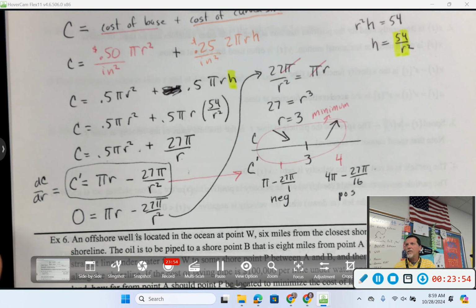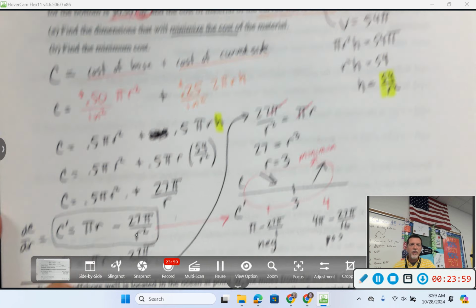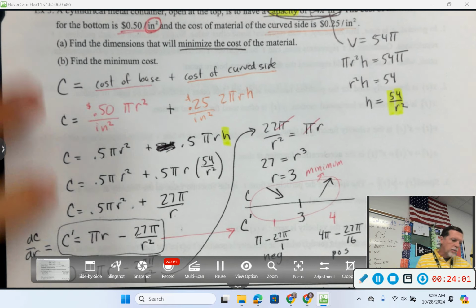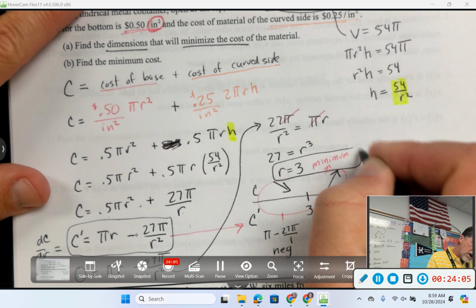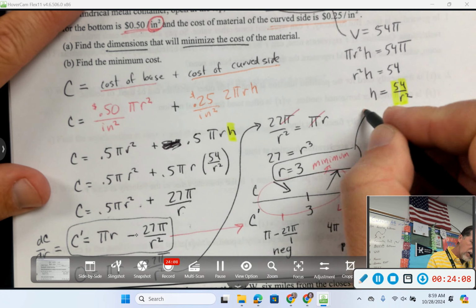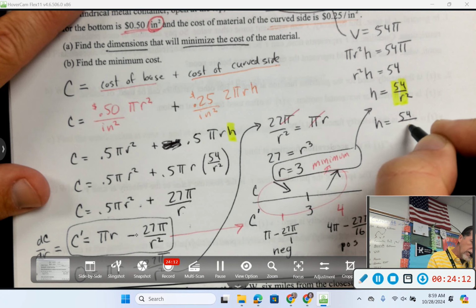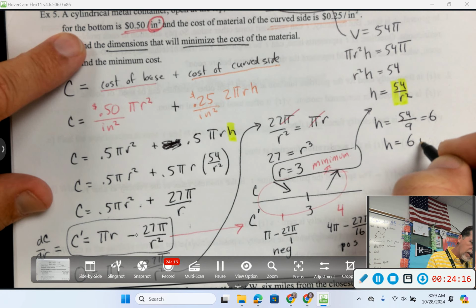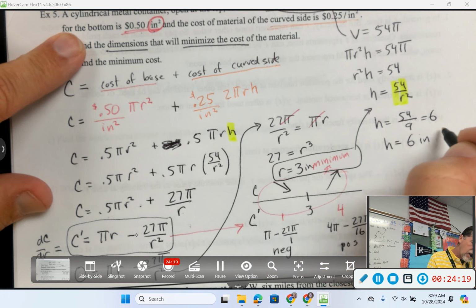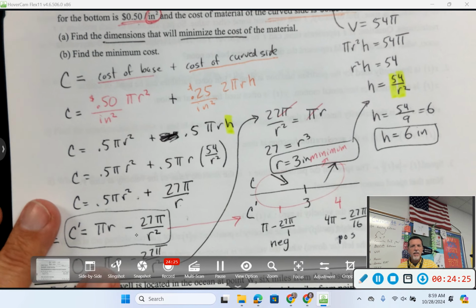Okay, calculus is over. Now to answer the question correctly, I've got to find the dimensions that will minimize the cost. Okay, so I got r equals 3. Next I need h. 54 over 3 squared is 6. So a radius of 3 and a height of 6 would minimize the cost.